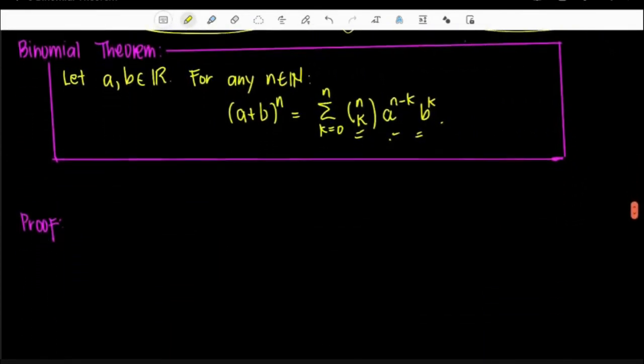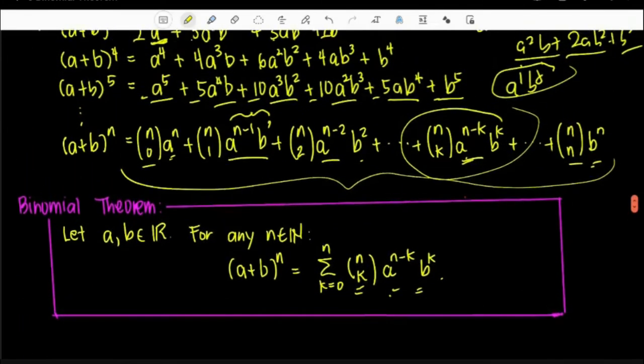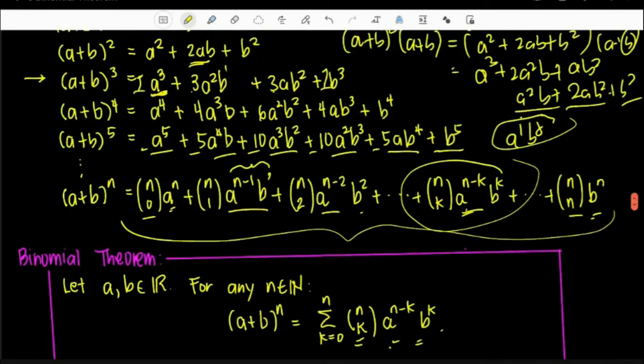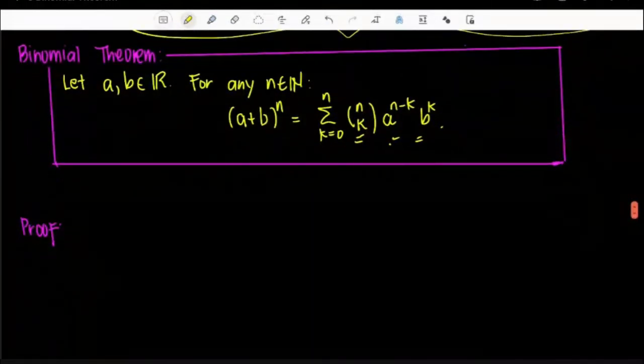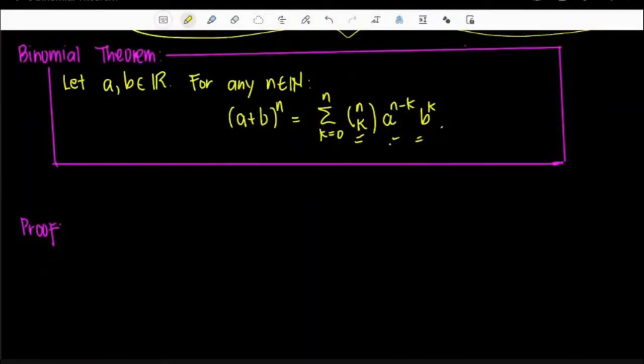So let's try to prove that indeed the formula holds, or the formula is true. Of course, we just hypothesized this using the pattern. Hindi naman natin in-evaluate talaga yung (a plus b) to the n, di ba? So every time we have a formula in number theory, we need to prove that that formula is true. So how do we do that?